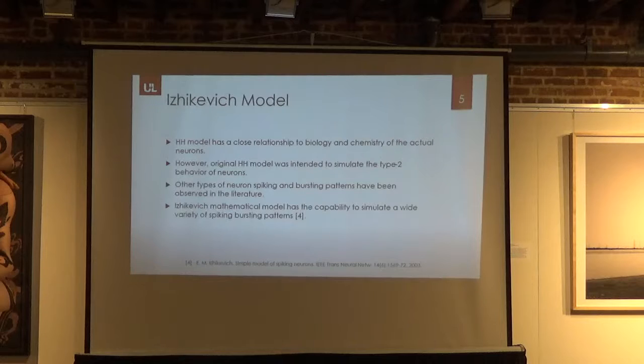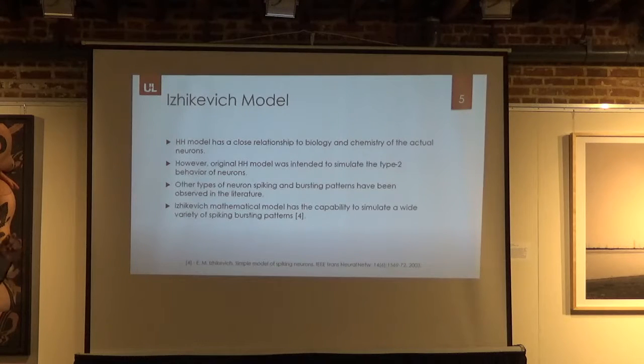So the other model I'm going to talk about is called the Izhikevich model. This is a recently published model. It doesn't have any biological correlation. It's a mathematical model. The differentiation between this model and the previous model, the Hodgkin-Huxley model, is that it was intended to simulate something called type 2 behavior. Basically, it can simulate one type of action potential that I've shown you in the previous slide. But this model can simulate different types of action potential.